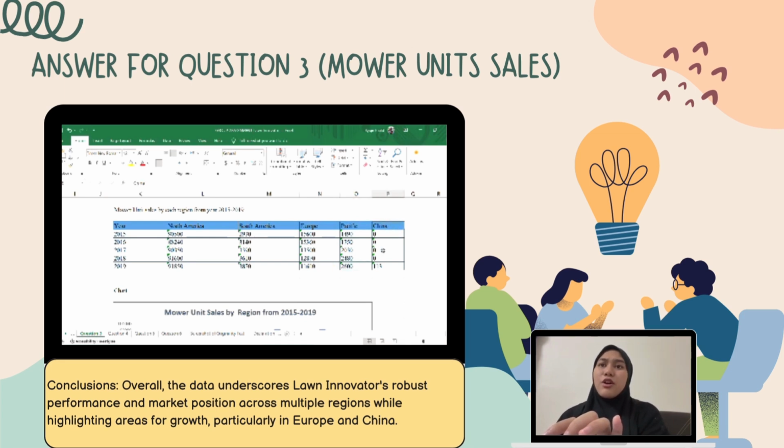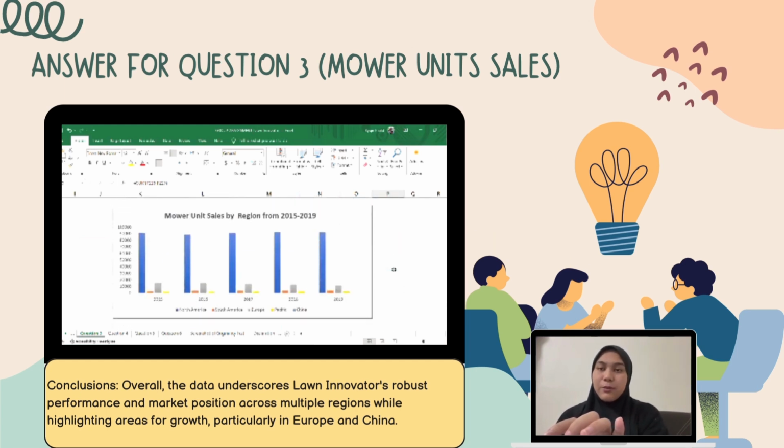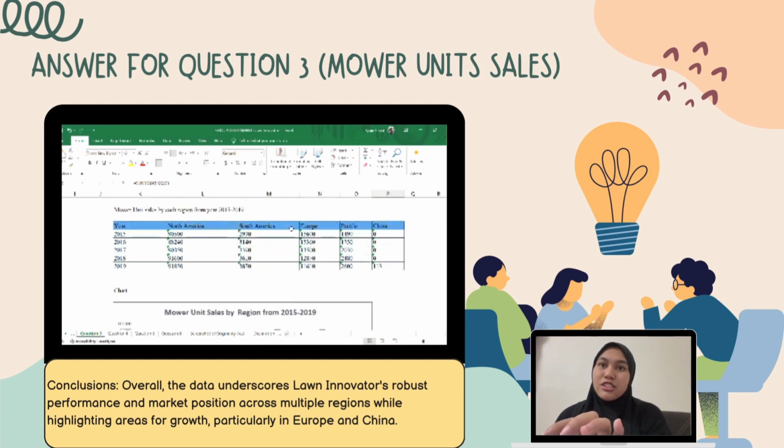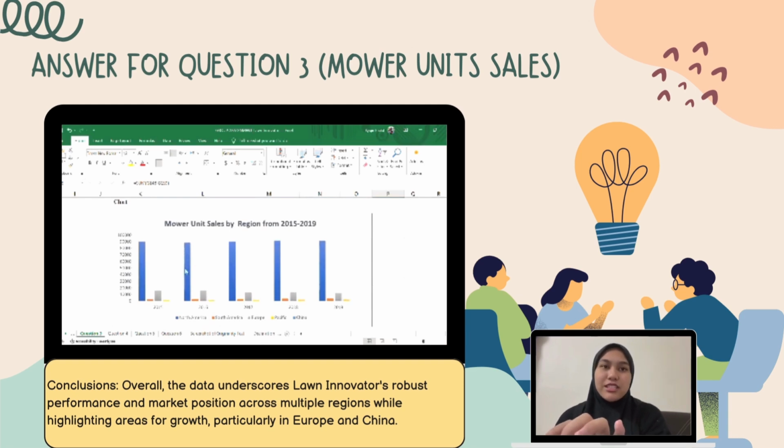Notably, China recorded its first sales of mobile units in 2019 with 113 units sold, suggesting an emerging market opportunity. Overall, the data underscores Loan Innovator's performance and market position across multiple regions.